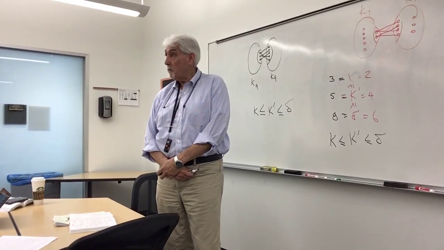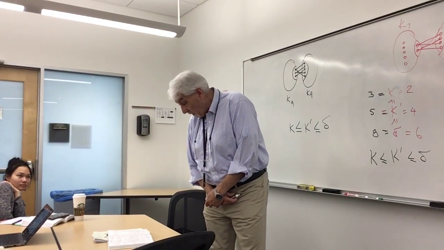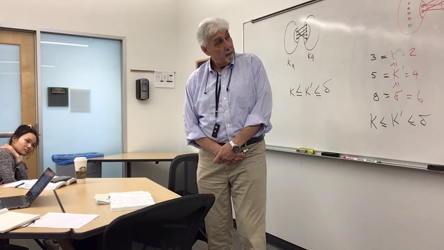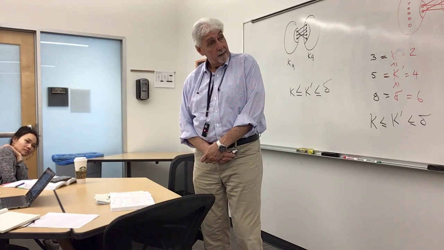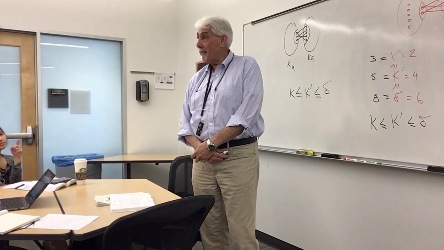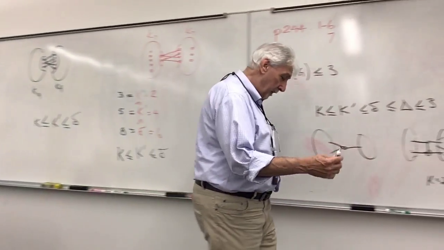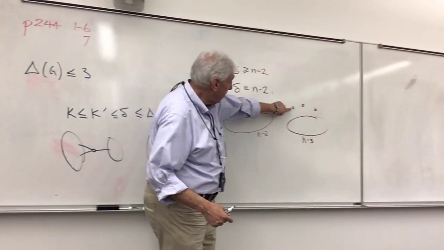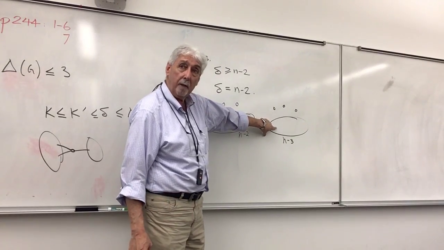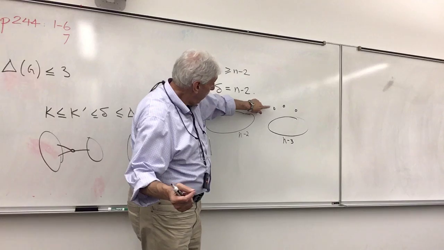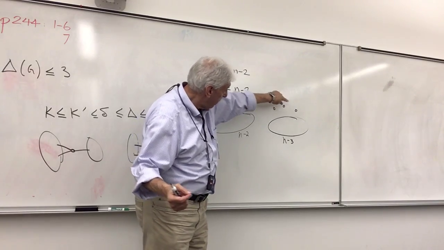So what could the graph look like? Notice the graph has min degree n minus 2. So among those 3 vertices, what can you tell me? Let me put it in a different way. This vertex could be adjacent to all these n minus 3, but the min degree is n minus 2. So how many edges must this vertex have amongst these 3?